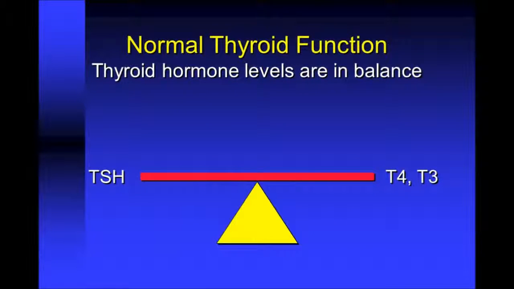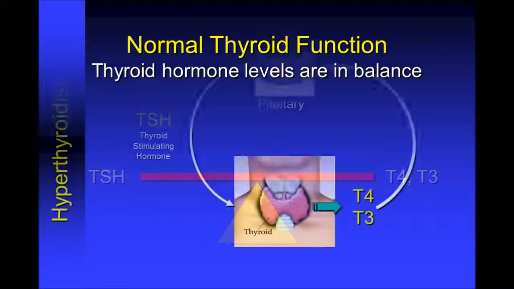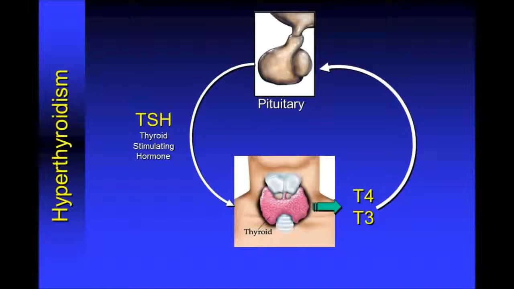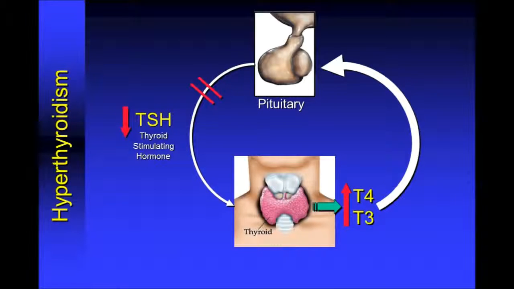Another way we can think about this relationship is to think about the thyroid hormone and the TSH being like children sitting at opposite ends of a teeter-totter. When all of their values are normal, the hormones then will be in balance with one another. In hyperthyroidism, there is an excess production of thyroid hormone. This extra thyroid hormone reaching the pituitary causes it to diminish its production of TSH in an effort to decrease further thyroid hormone production.